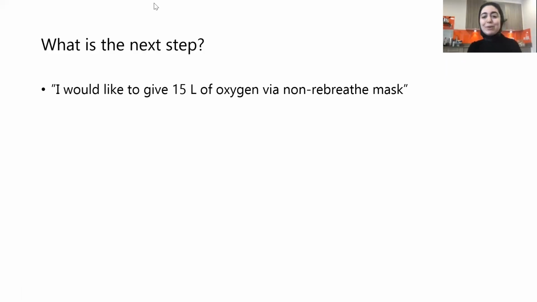Basically, because of the low oxygen saturations, we can give oxygen. You can say something like, I would like to give 15 liters of oxygen via a non-rebreather mask. It's useful to know at this point the difference between a non-rebreather mask and a Venturi mask.